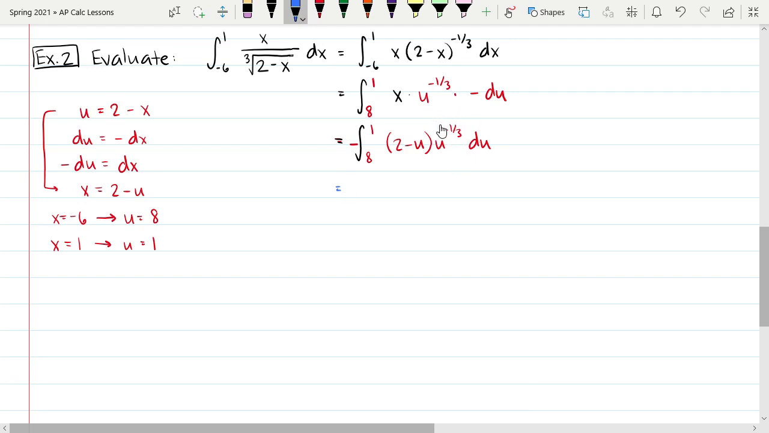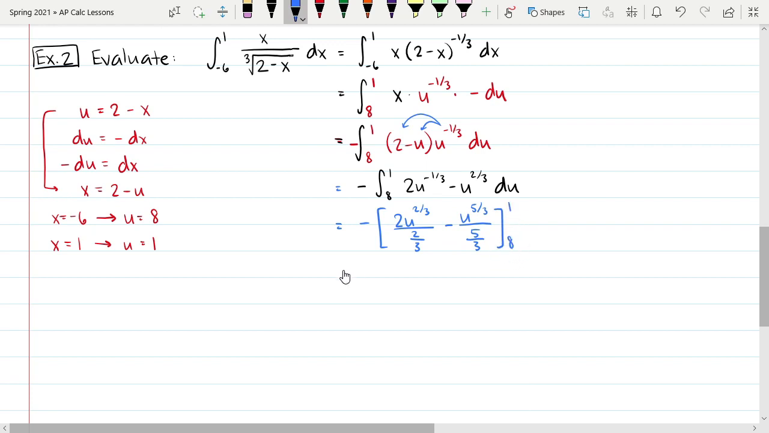All right, so now let's go ahead and distribute that u to the negative 1/3 before we do anything else. So I have the negative integral from 8 to 1 of 2u to the negative 1/3 minus u to the 2/3. All right, so now we're going to have the opposite of, so this is going to be 2u to the 2/3 divided by 2/3, and then minus u to the 5/3 divided by 5/3, and that's going from 8 to 1.